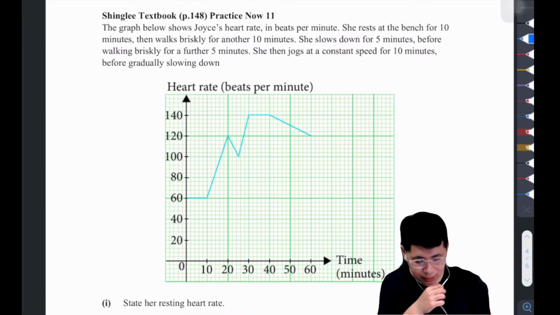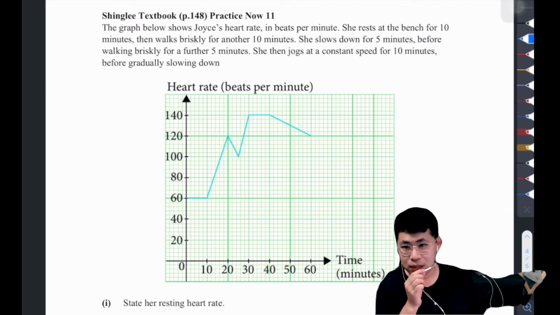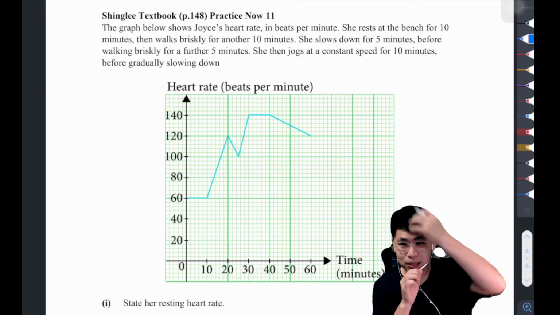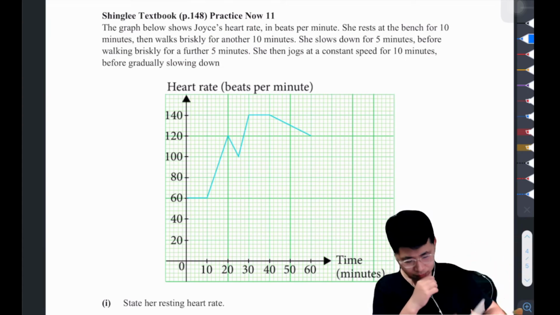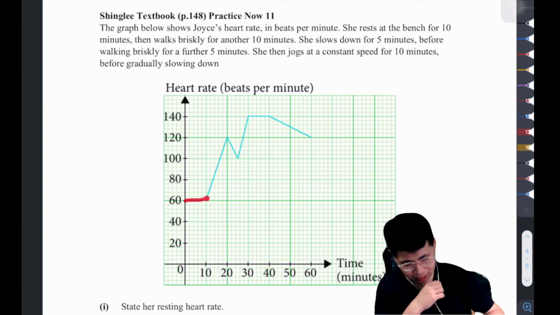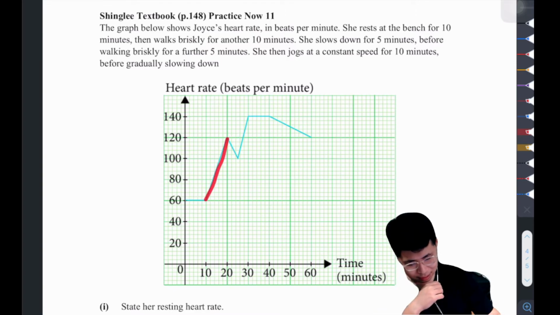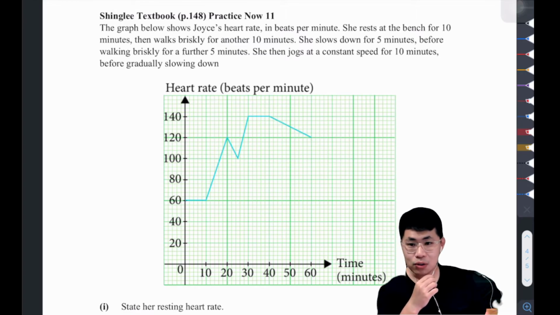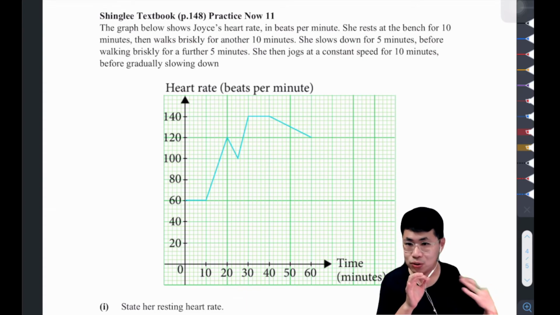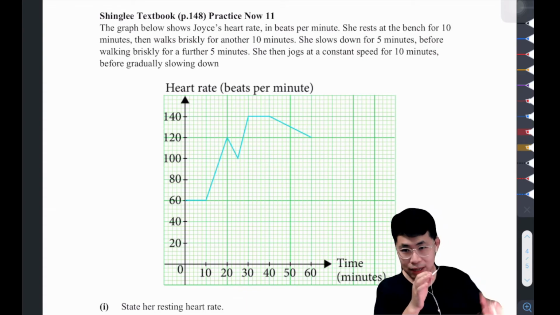So this one, let's take a look at this example where we look at Joyce's heart rate in beats per minute. She rests at the bench for 10 minutes. So this is her heart rate for the first 10 minutes. And she walks briskly for another 10 minutes. She slows down for 5 minutes before walking briskly for a further 5 minutes. Jog at constant speed for 10 minutes before gradually slowing down. So the different parts of the graph tell you the different heart rates.